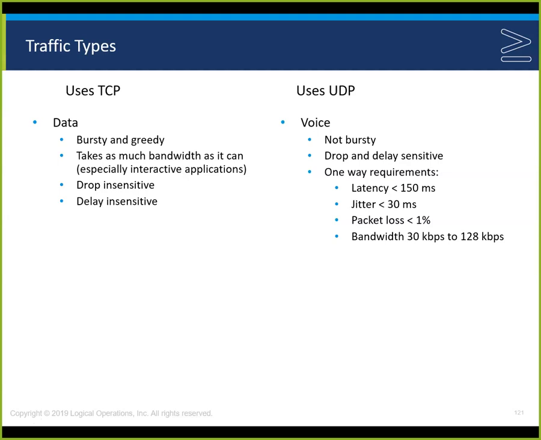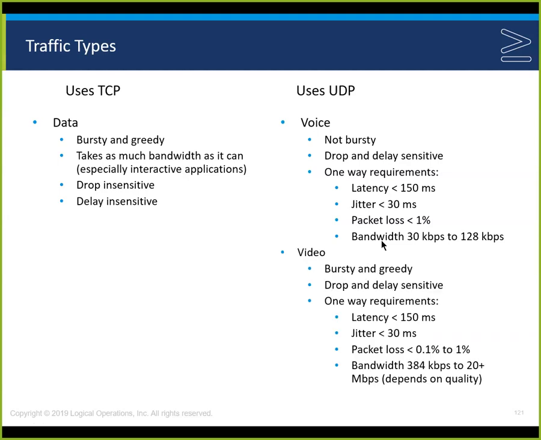One-way requirements, latency. And these are the things that we want: latency less than 150 milliseconds, jitter less than 30 milliseconds, packet loss less than 1%, bandwidth 30K to 128K. Not a lot of bandwidth. If you ever look at voice packets, they're really small. They are very small, but there are a lot of them.